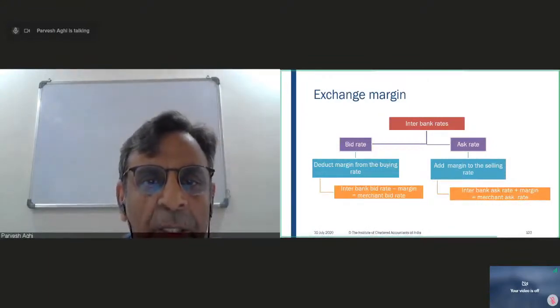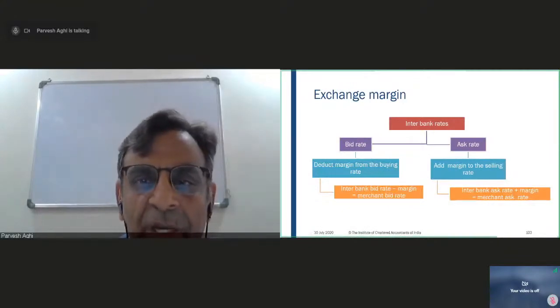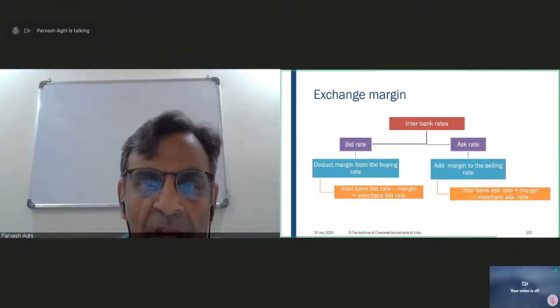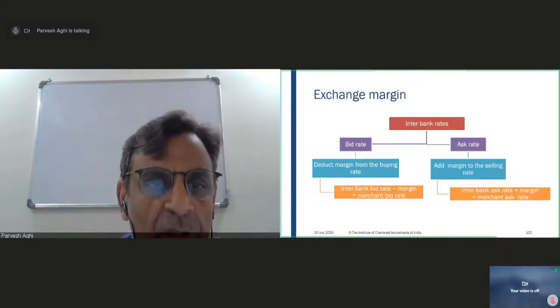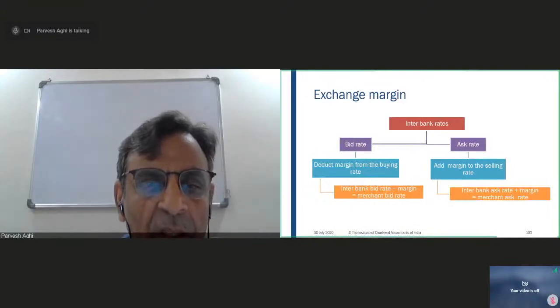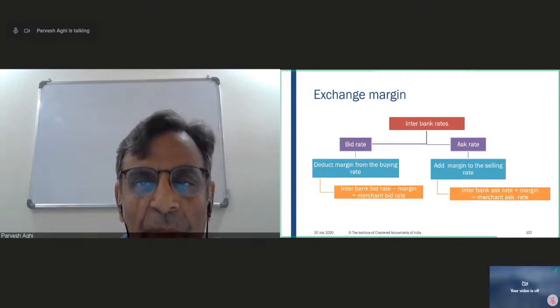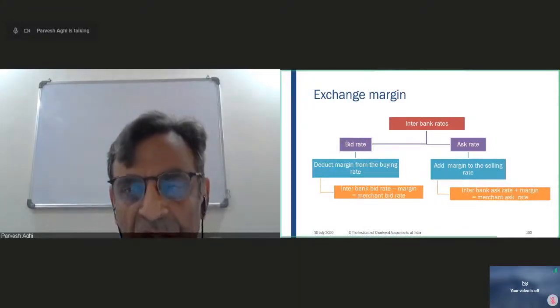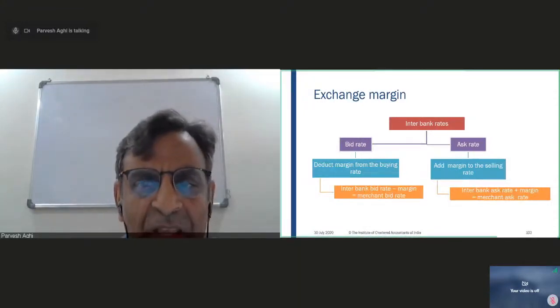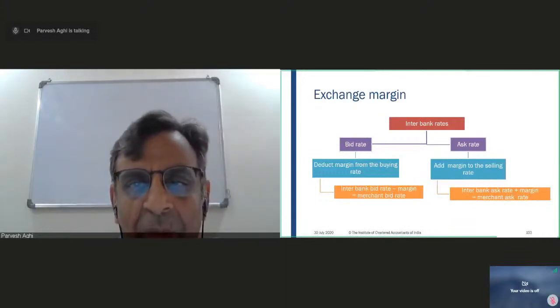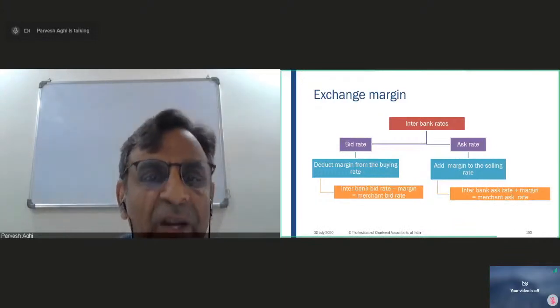So this is the screen. On your screen you can see that the interbank rate will have a bid rate as well as an ask rate. Whenever a bank quotes to another bank, they give a two-way quote, which carries a bid and ask. Then while they quote to the customers, from the bid rate you have to deduct the margin, and then you arrive at the merchant rate. From the ask rate, you have to add the margin. And I'm going to very soon explain through an example why you deduct and add margin to the bid and ask rate to arrive at the merchant bank rate.